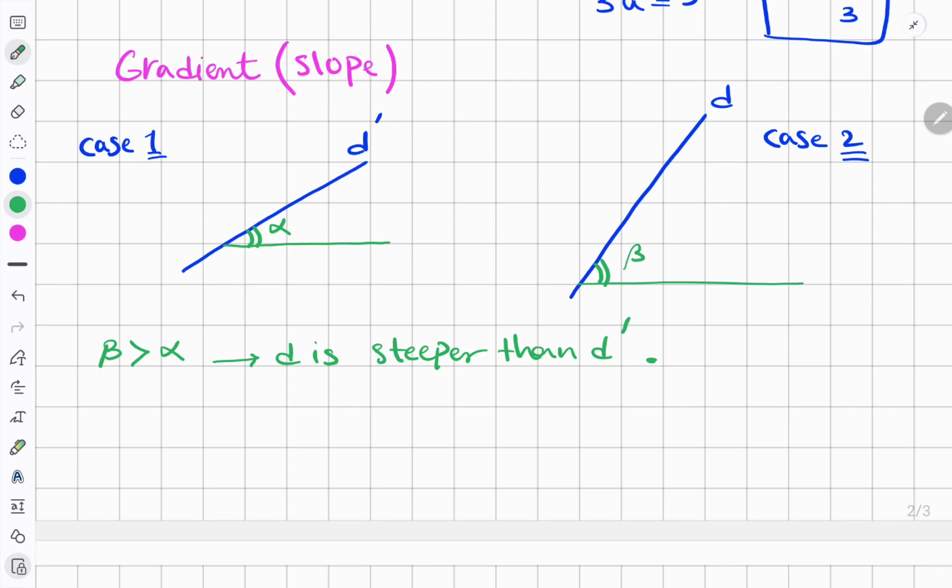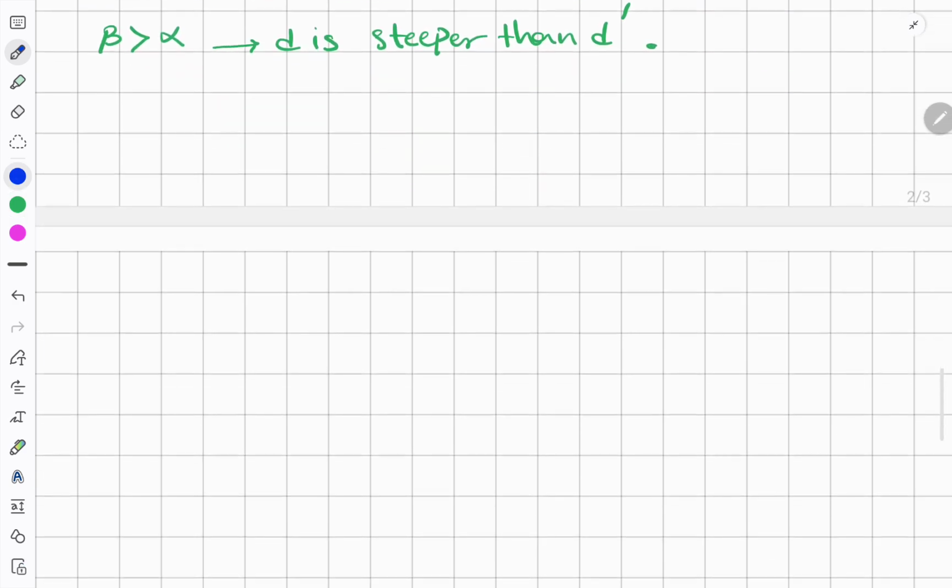And now, how can we find the gradient of any straight line? For example, we have a straight line right here.